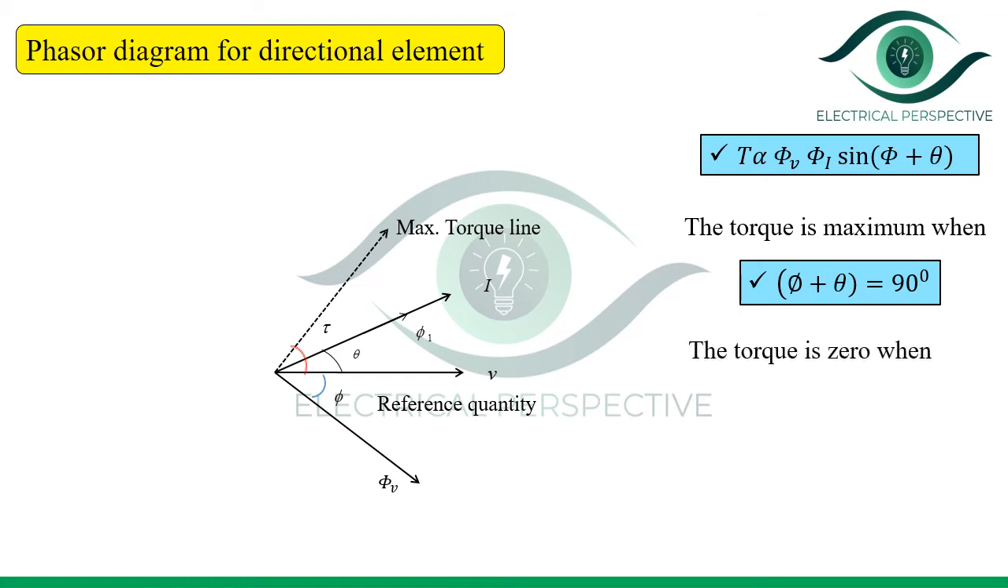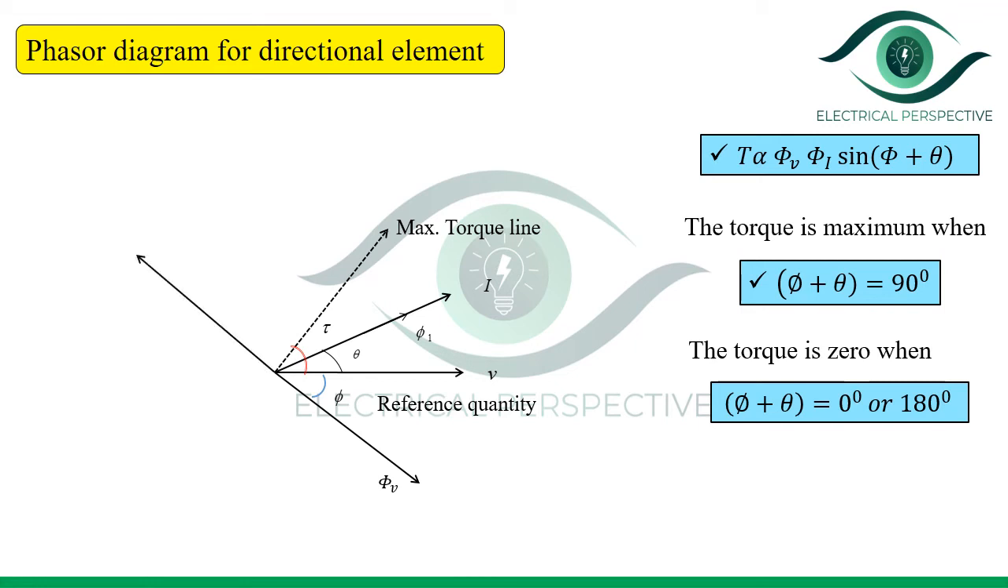Now the zero torque will occur when the sin(theta plus phi) term is equal to 0. That is, phi plus theta is equal to 0 degrees or 180 degrees. This is satisfied when the relay current phasor lies at a right angle to the maximum torque line, and thus the directional element will operate provided the current phasor lies within plus minus 90 degrees of the maximum torque angle. So here you can see this is the zero torque line, and the operating region as well as the restraining region, or you can say the non-operating region.